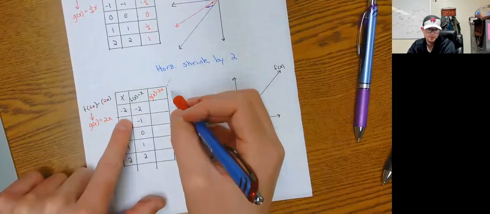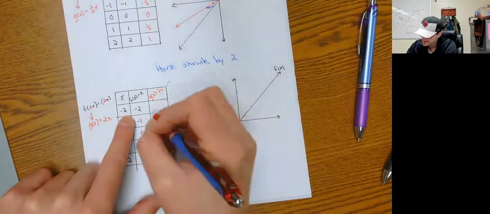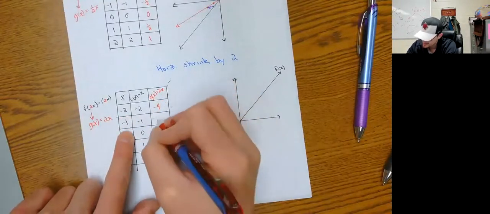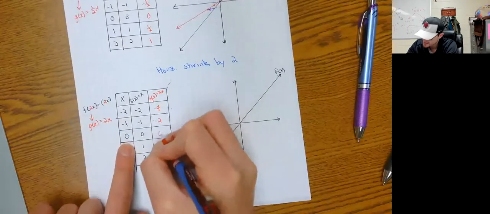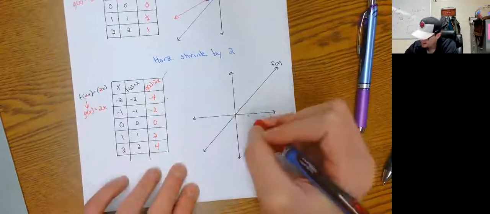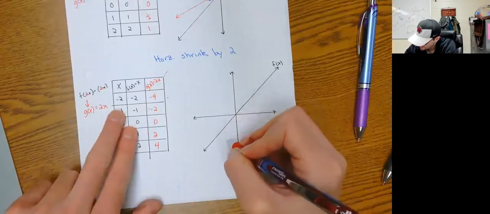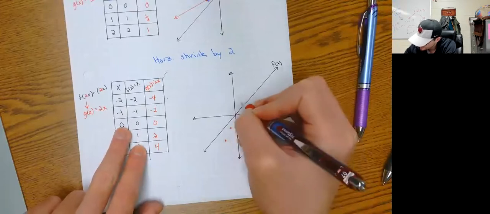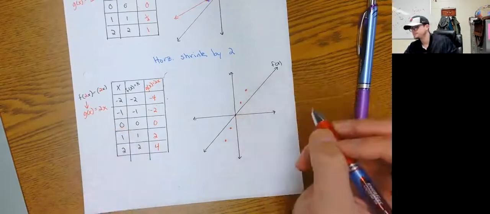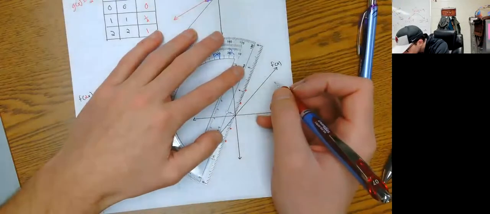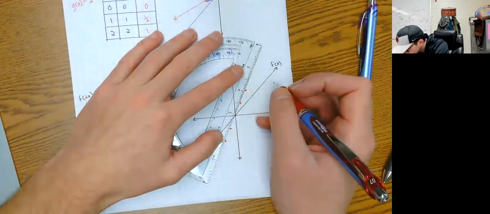So let's plug in some numbers. -2 times 2 is -4. -1 times 2 is -2. 0 times 2 is 0. 1 times 2 is 2. 2 times 2 is 4. Okay, so -2, -4. -1, -2. 0, 0. So on, so on. Line these up pretty accurately.